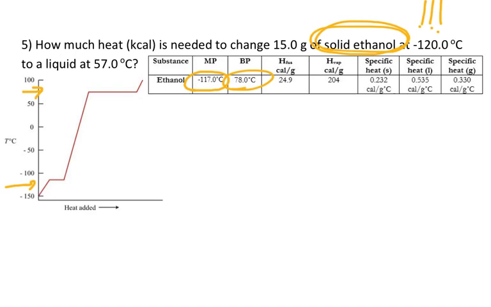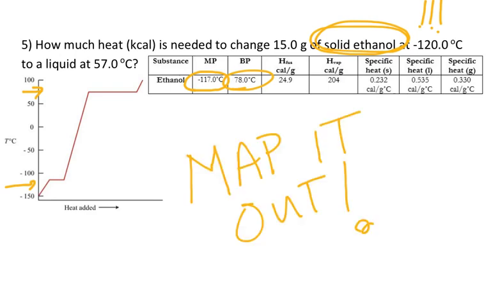So it's really important that you map out the problem before you start, and be sure that you label the melting points and the boiling points so you don't accidentally put in the values for water and get the whole problem wrong. Okay. So map it out before you start.